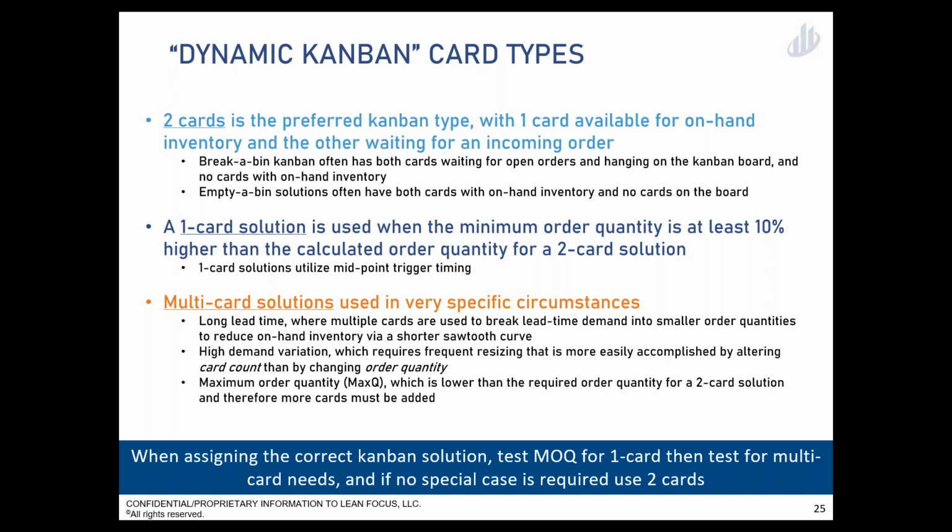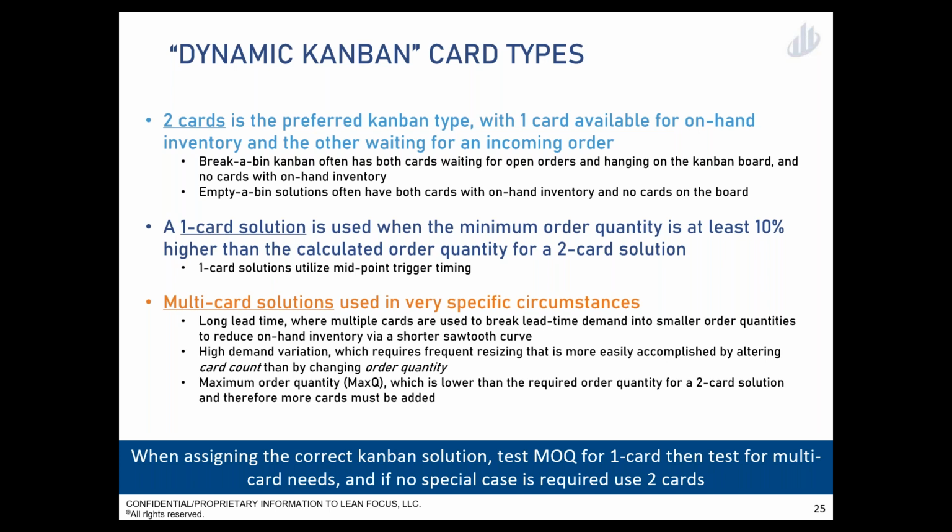I might have really high demand variation, which means I want to resize really frequently. I've got seasonal demand, so I'm 6 cards for a while, and then part of the year I'm 8, part of the year I'm 4, and that multi-card solution allows me to flex up and then flex down. That's the whole point of being dynamic. I flex my inventory with the business conditions.